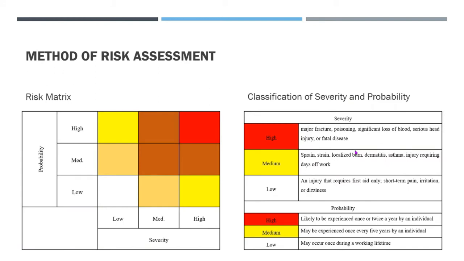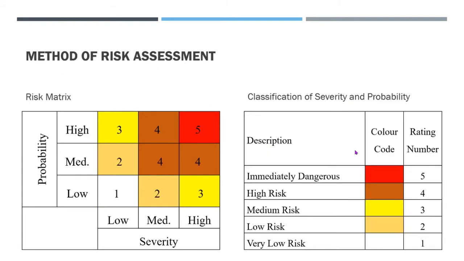Okay, this is the method of this project. We use the method of risk assessment based on the risk matrix, where we have a classification of severity and probability. On the risk matrix, low is shown as 1, medium can be 2, 3, or 4, and high will be 5.